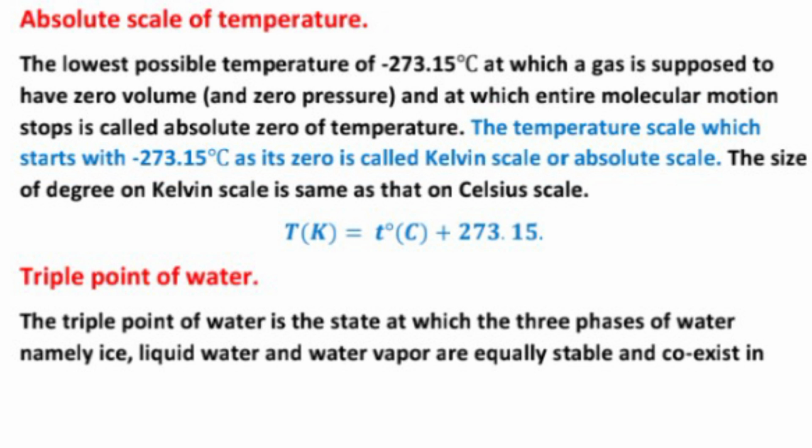Triple point of water. What do you mean by triple point of water? The triple point of water is the state at which the three phases of water, namely ice, liquid water, and water vapor, are equally stable and coexist in equilibrium. It is unique because it occurs at a specific temperature of 273.16 Kelvin and a specific pressure of 0.46 centimeter of mercury column.